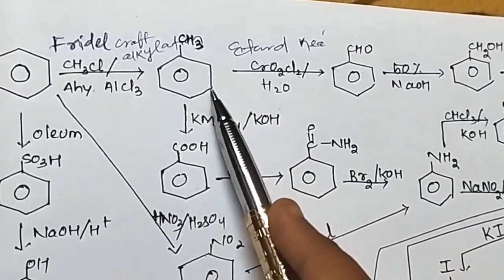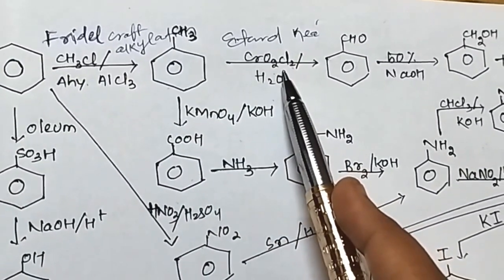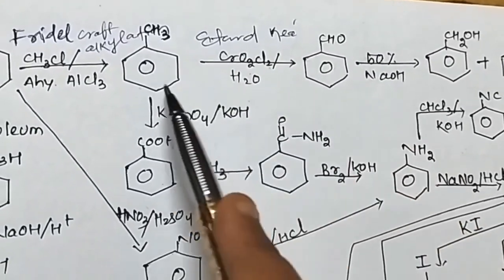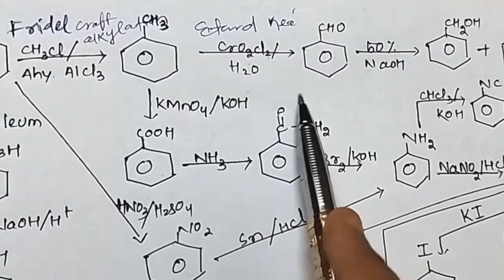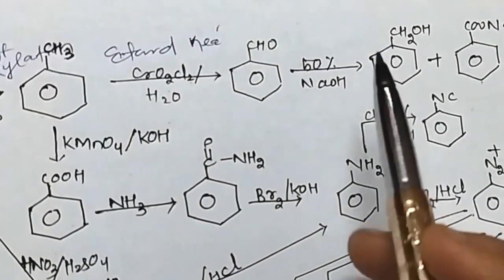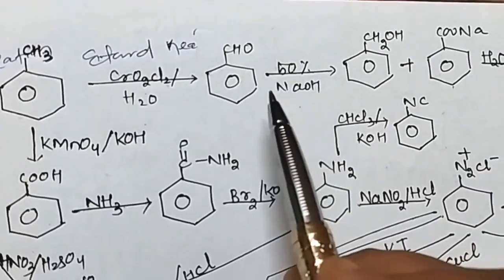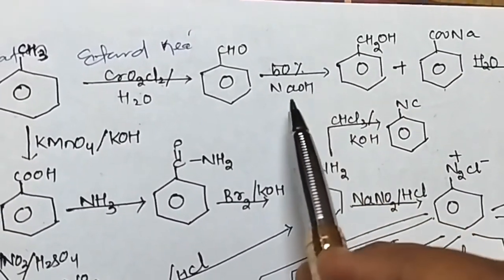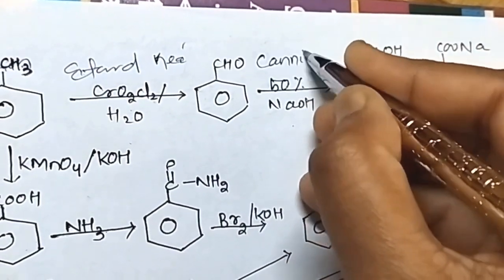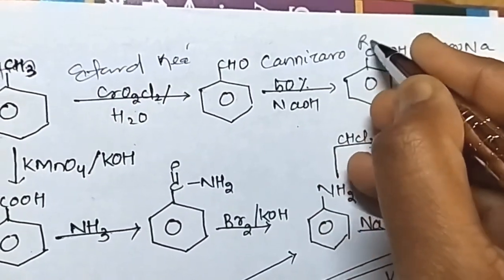When toluene is treated with chromyl chloride, CrO2Cl2, in presence of water, then benzaldehyde is formed, and this reaction is known as Etard reaction. When benzaldehyde is treated with 50% NaOH, then oxidation and reduction occur. So this reaction is also known as disproportionation reaction. The name of this reaction is Cannizzaro reaction.